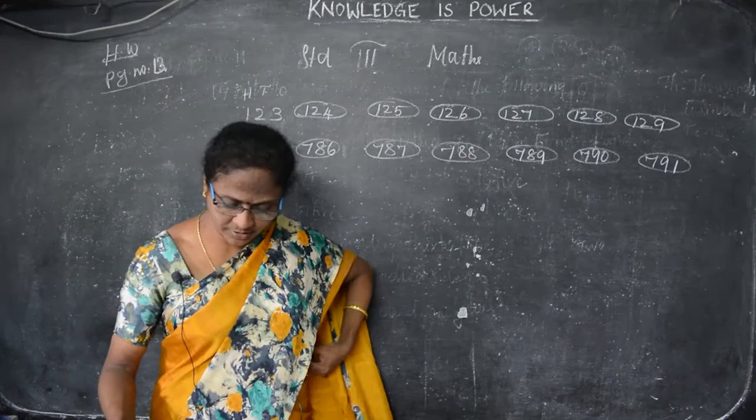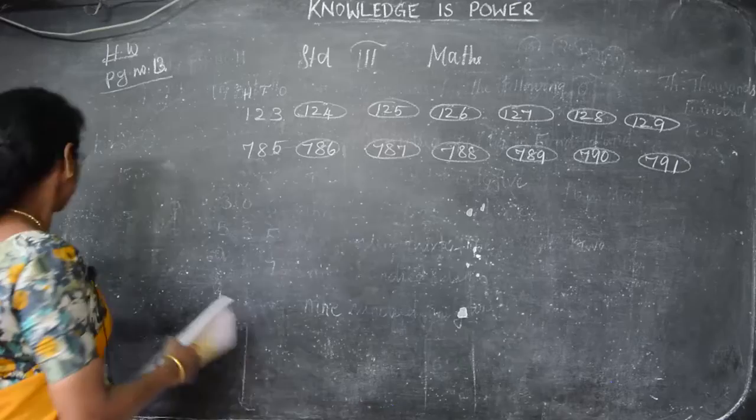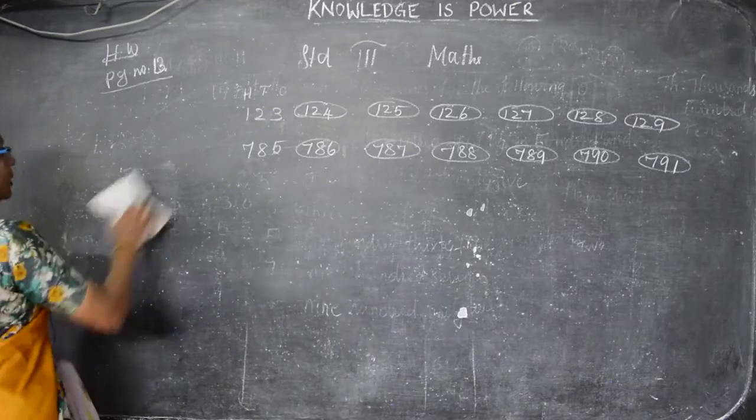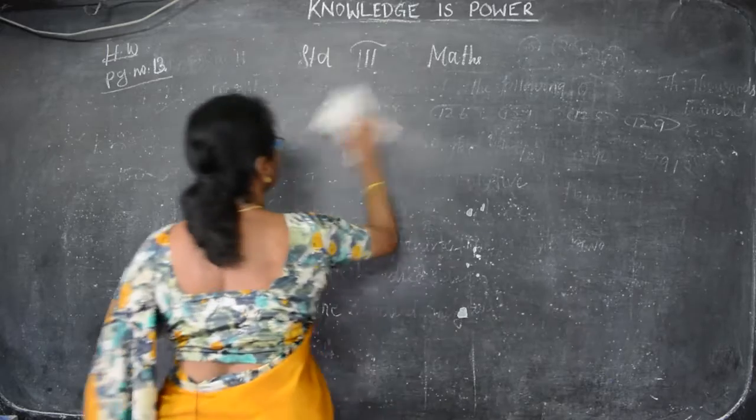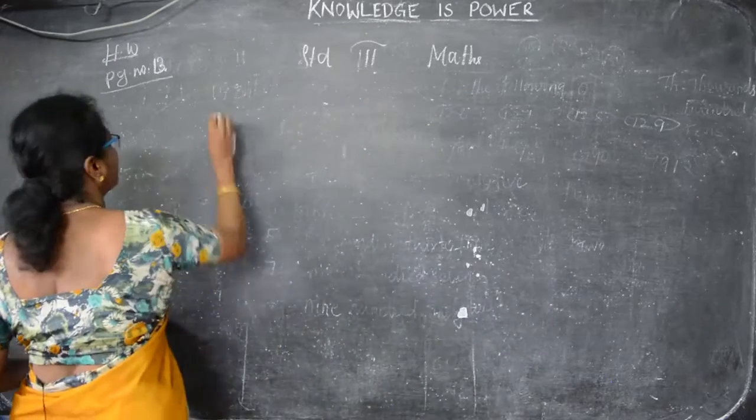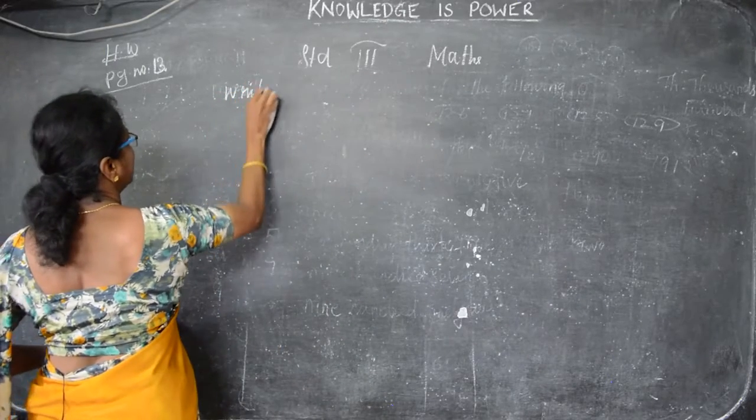Okay. Now next, we are going to see the place value of the numerals. What is that place value? Now we have written the numbers, number names and numerals. Now we are going to see the place value. Write the place value.